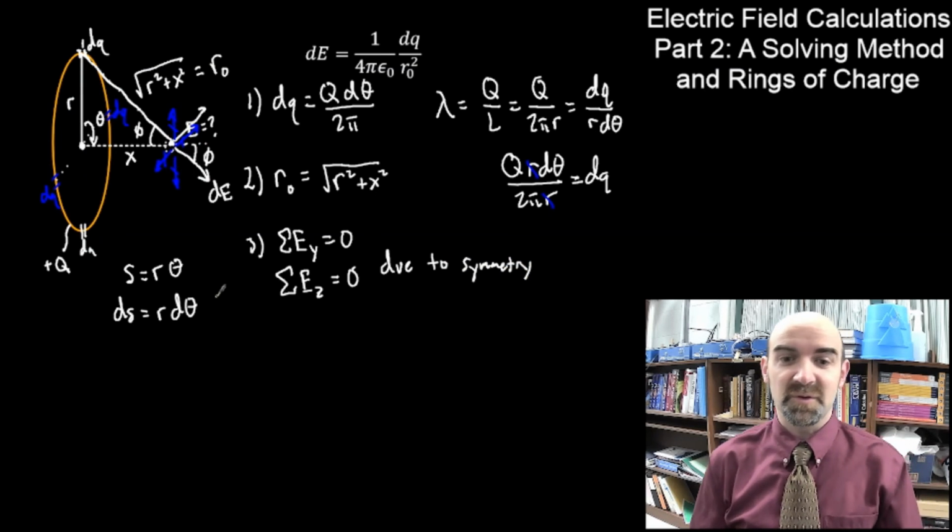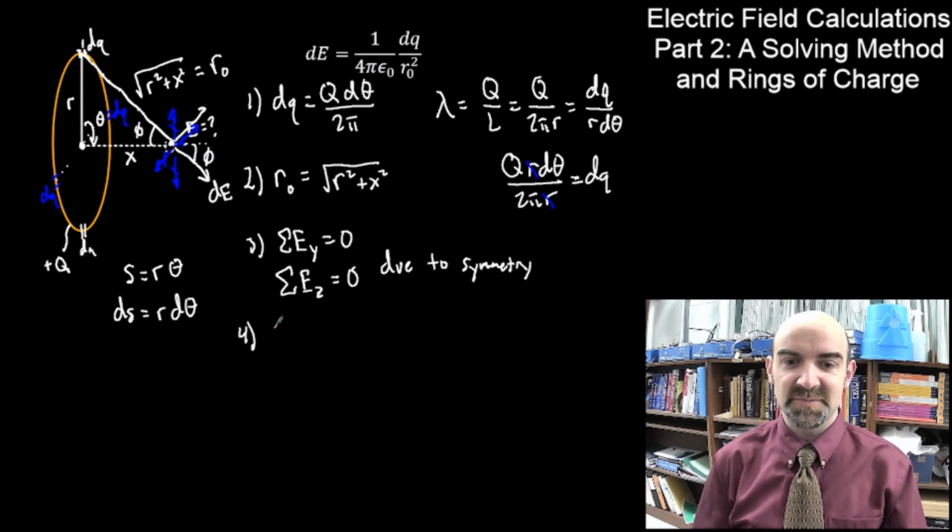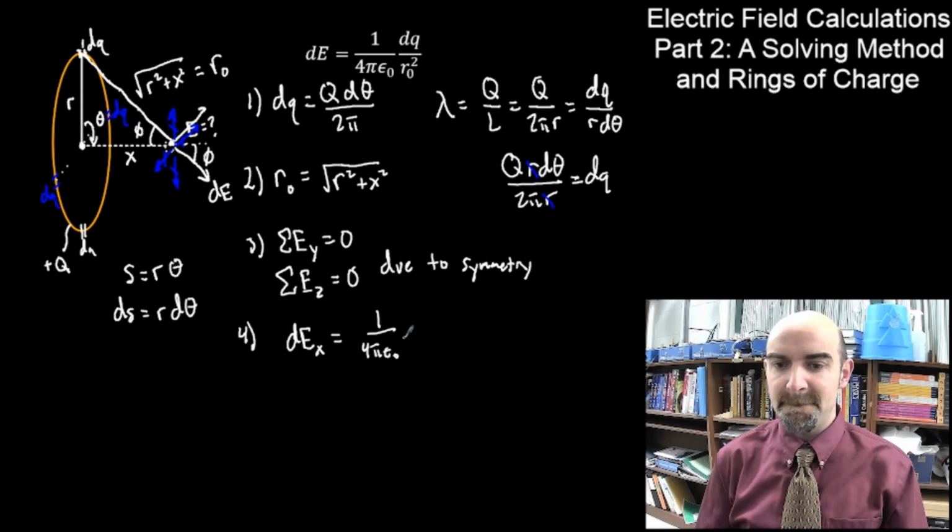That means we can focus on the X. So let's put it together. dE in the X direction will equal 1 over 4 pi epsilon naught times dQ. And our dQ is Q d theta, not phi, d theta, divided by 2 pi, divided by R naught squared, which is R squared plus X squared.